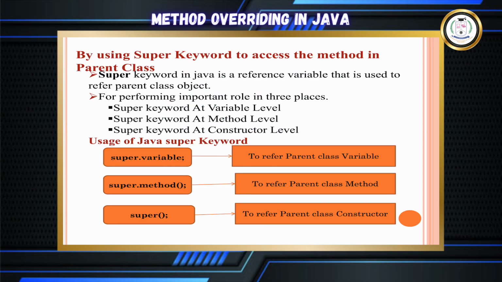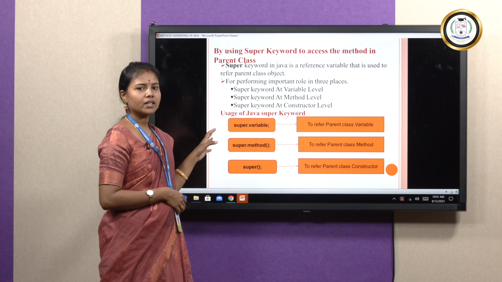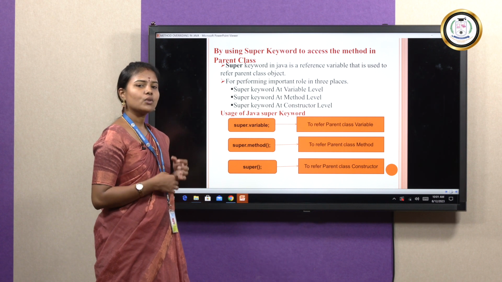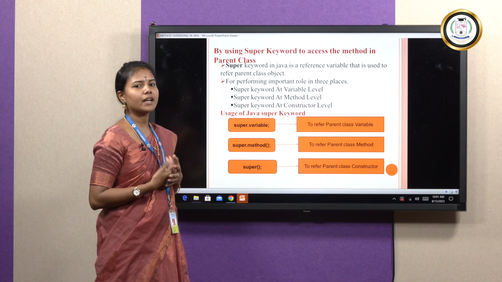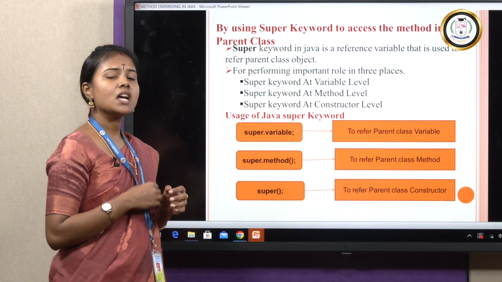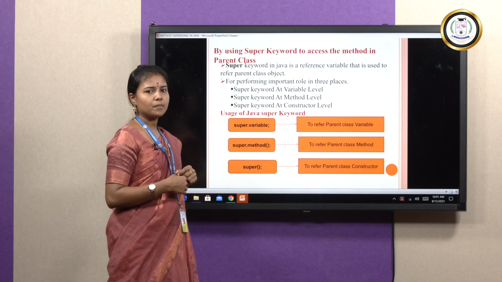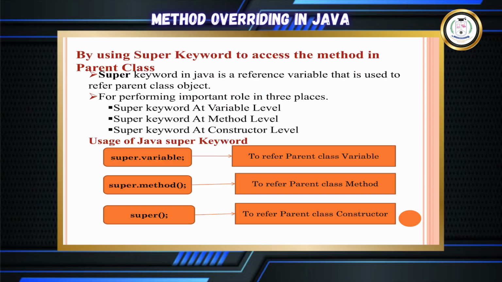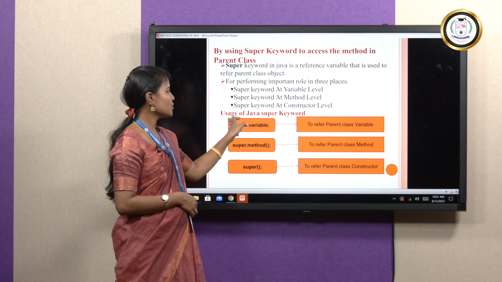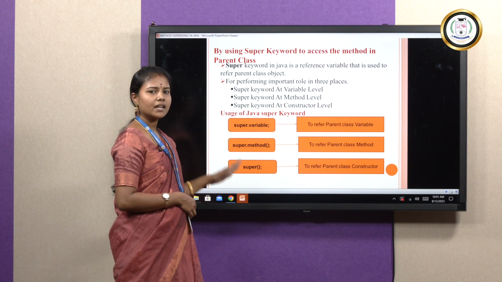Next, how do we access the parent class? By using the super keyword, we can access the parent class method, the parent class variable, and the parent class constructors. The super keyword is a reference variable that refers to the immediate parent class. There are three usages of the Java super keyword: variable level, method level and constructor level.